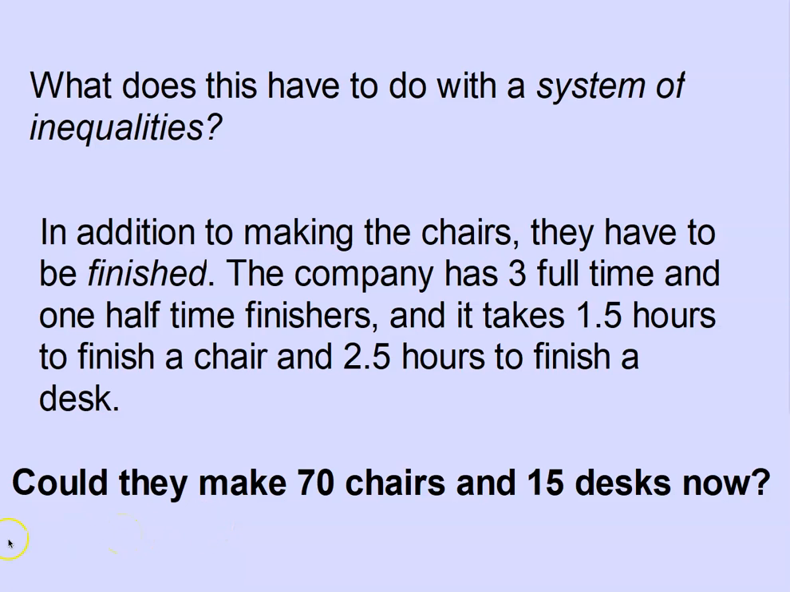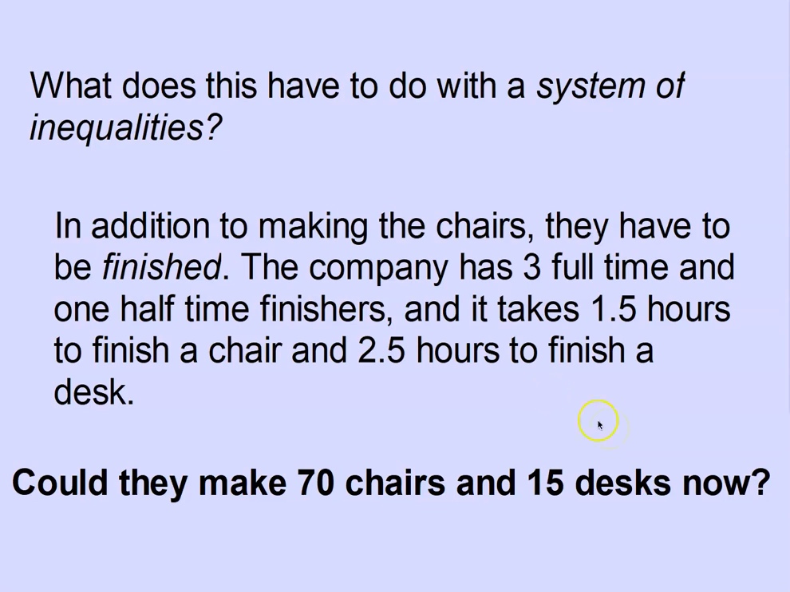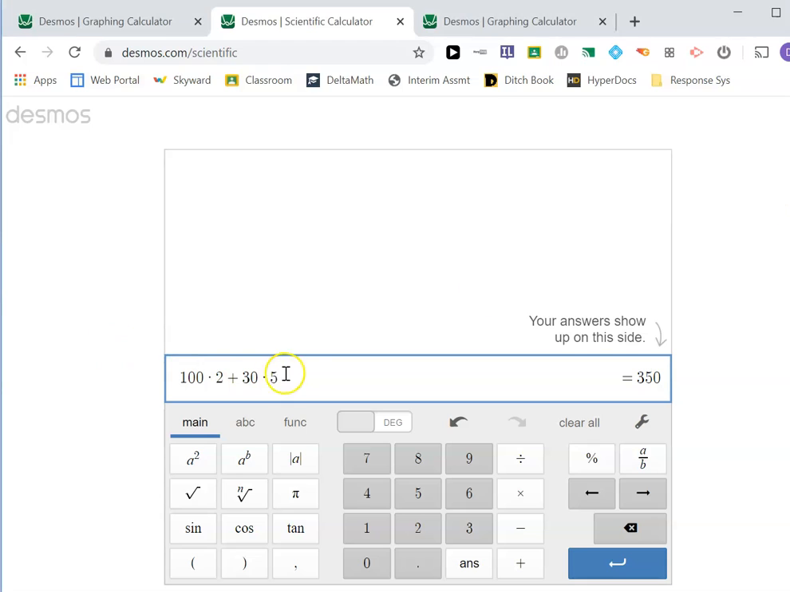Okay, so let's go back and look at our calculator here. What we need to do now is multiply 1.5 times 70 and 2.5 times 15 and see if I go over this 140 hours that they've got available for finishing. Okay. So let's do 1.5 times 70 plus 2.5 times 15.